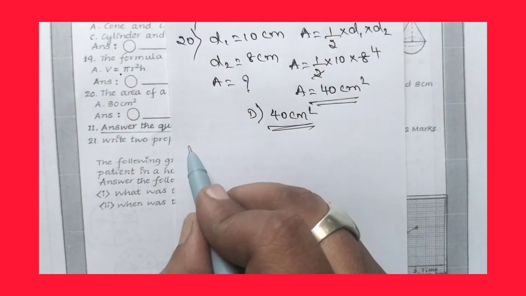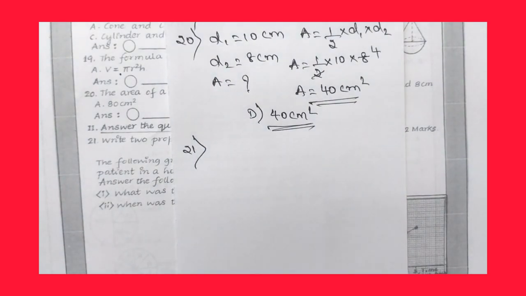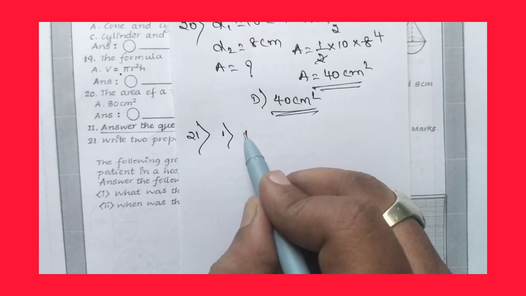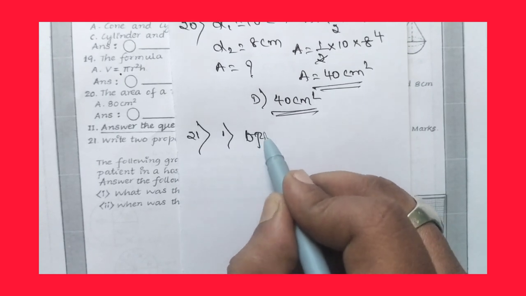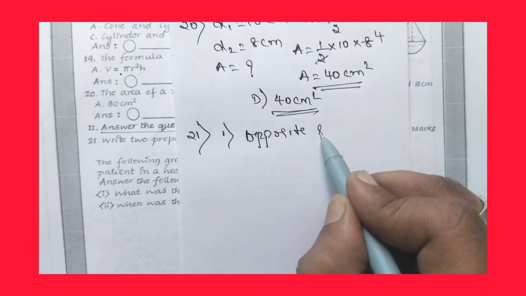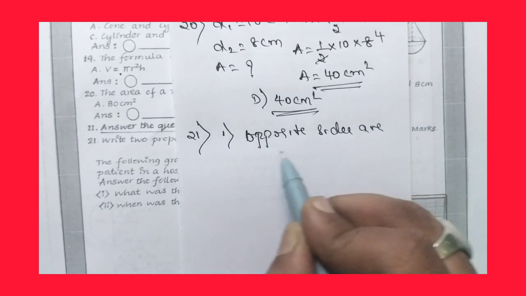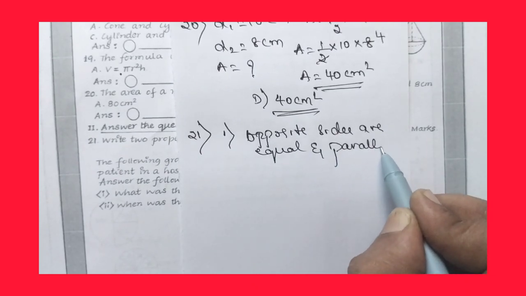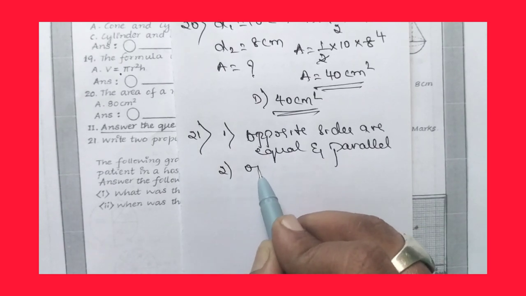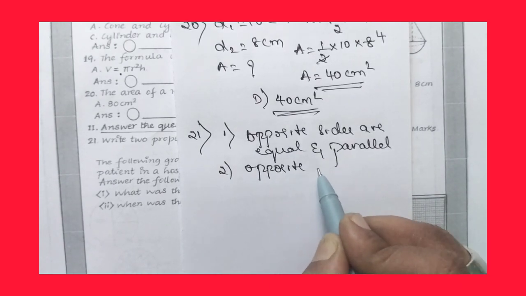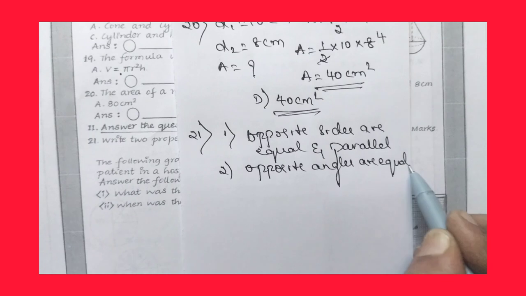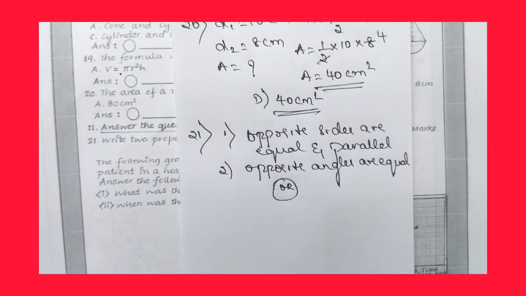Now let us move to the 21st question, which is a descriptive type of question. Write the two properties of a parallelogram. The two properties of a parallelogram are: first, opposite sides are equal and parallel. Then the second one is, opposite angles are equal.